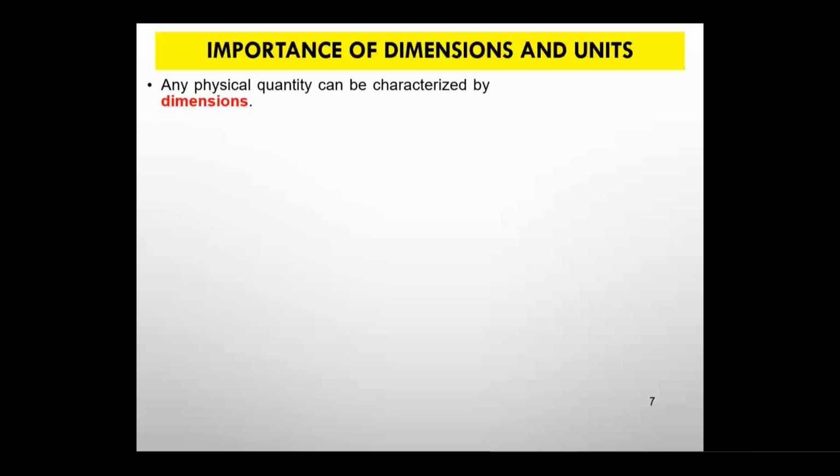Dimension is basically any physical quantity which can be characterized. A physical quantity that you need to characterize, you have to give it a name, and that name basically falls into the category of dimensions. For instance, length, temperature, mass, time. Clear? If this is defined as dimension, then what is units?